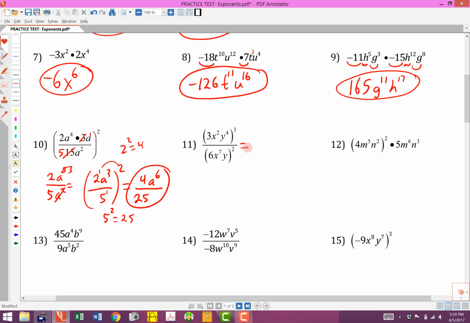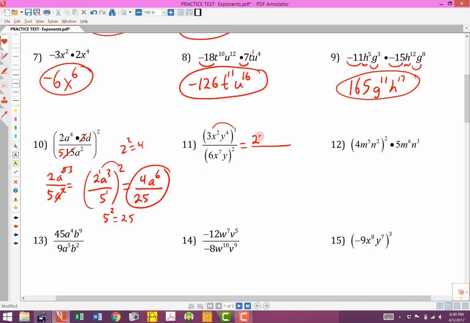Take a look at this one right here. Unlike this one where we had the fraction inside the parentheses, here we've got parentheses cubed on the top and then parentheses squared on the bottom. So let's go ahead and figure this out. I'm going to cube 3. Give you a second to figure that out.